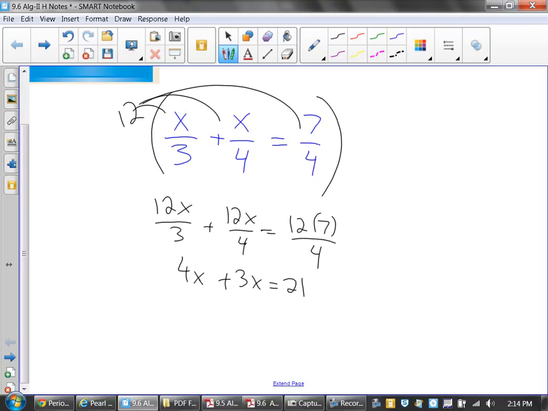Now, what's 4x and 3x? 7x. x equals 3. What's x? 3. Again, what we have done here is by multiplying by the common denominator of 12 to all 3 terms, the fractions go away.